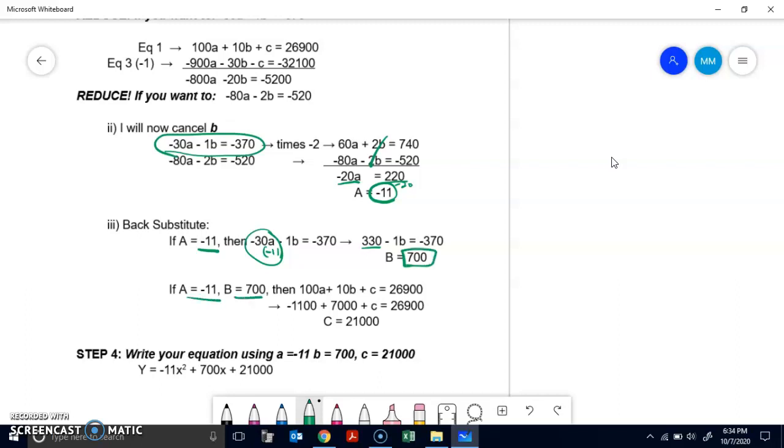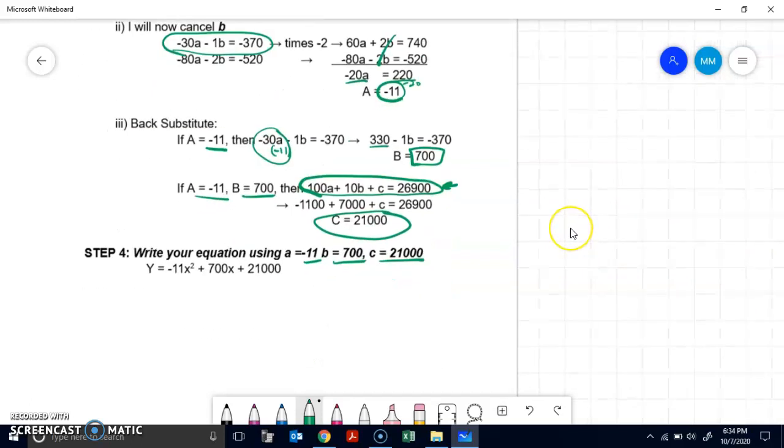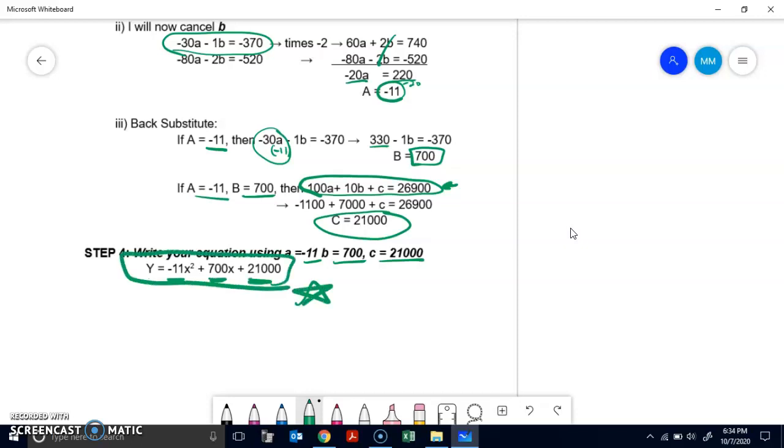And then if I have a and b, I can plug those into one of the original equations that I made, and I can solve for c. So now I know a, b, and c. And if I know a, b, and c, I have my quadratic equation. y equals ax squared plus bx plus c. And now we have written our quadratic equation.